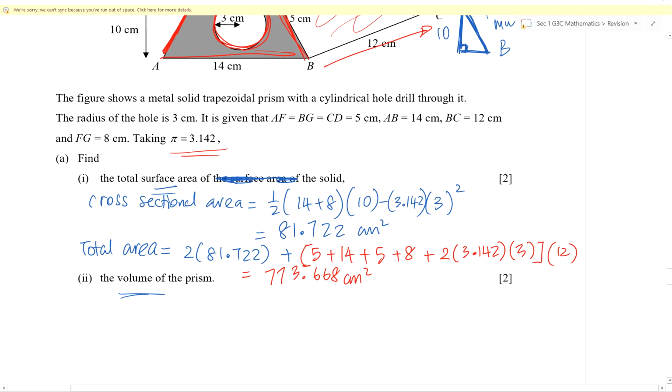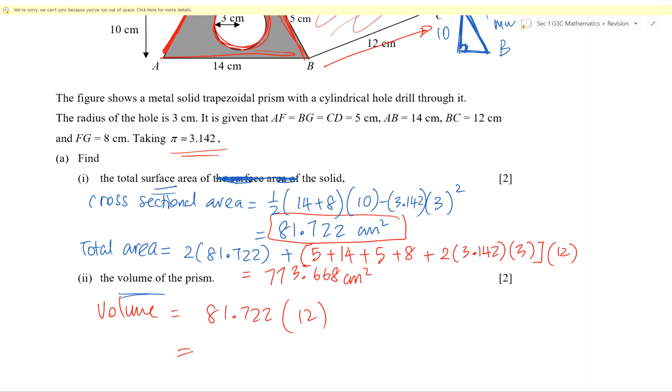And now finally, the volume of the prism. Volume is going to be the same cross-sectional area. That's why this is very useful for us. 81.722, and we just multiply it by 12. This is more straightforward. 980.664 cubic centimeters.